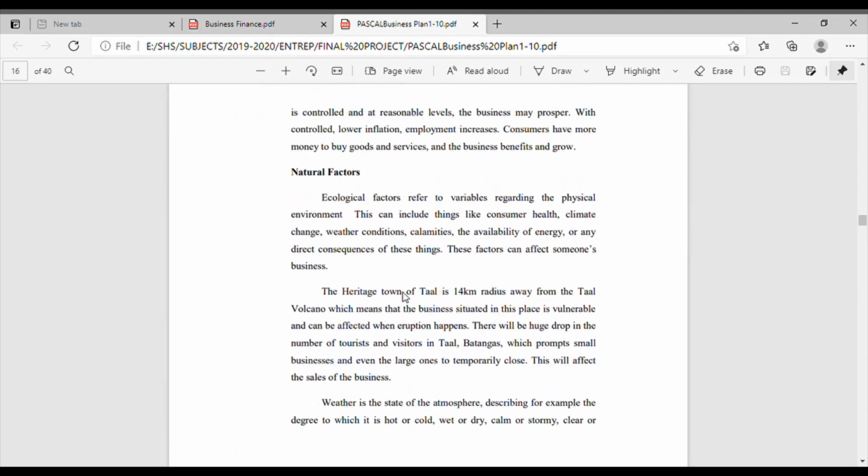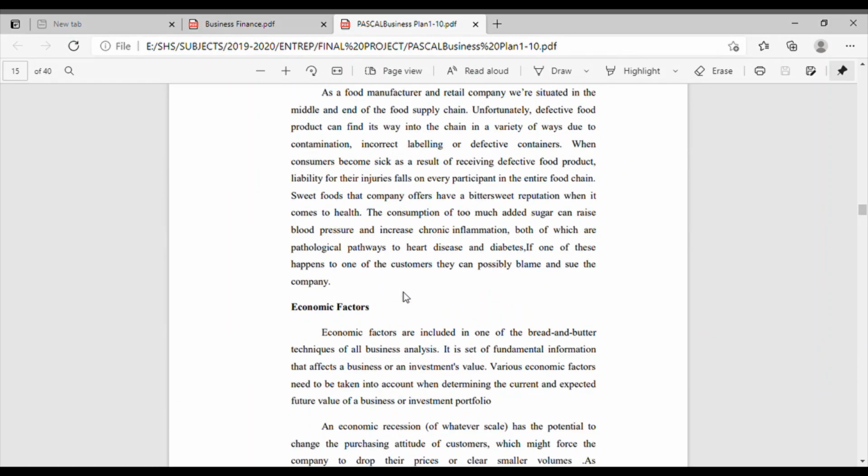These macro environmental are the external factors that can affect the performance of your business.